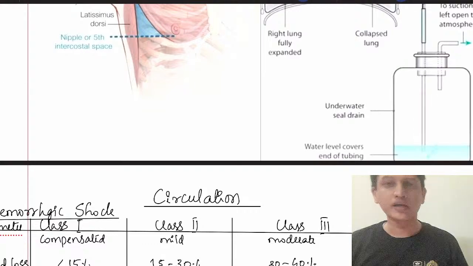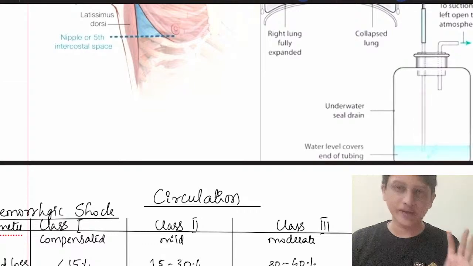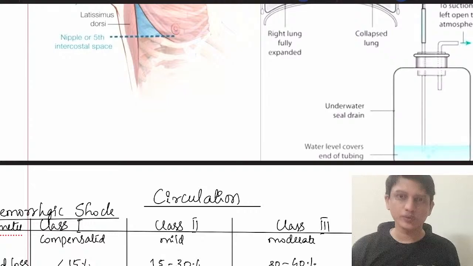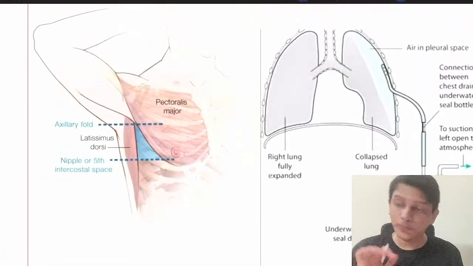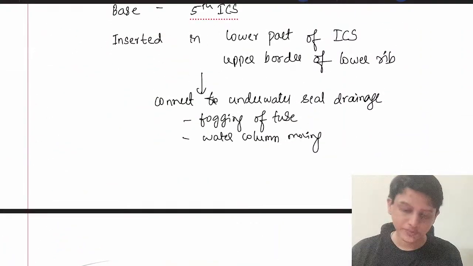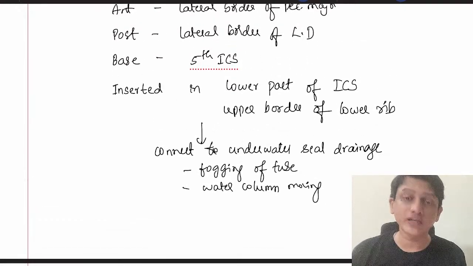It just confirms that you have put the tube in the right space. It is into the pleura, into the pneumothorax. That's how you can confirm two things. Okay, and where exactly do you put it? It is inserted in the lower part of the intercostal space.